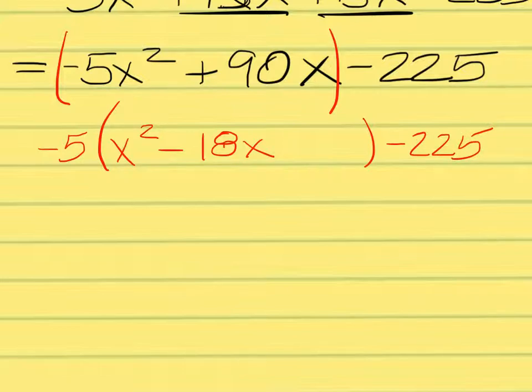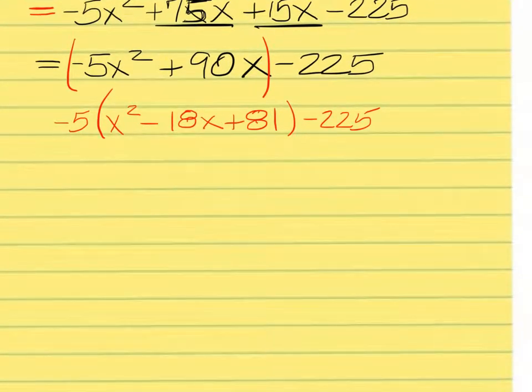What is half of 18? 9. What is 9 squared? 81. But we haven't just added 81. What we have really done is negative 5 times 81, which is what? Negative 405. So we have really done what? Yeah, we've really subtracted 405. So instead of subtracting 405 out here on this spot, I have to do the opposite, which is add 405. Now, most of the ones that we've been doing have come out to where we've added something, then we subtract on the outside. In this one, we subtracted 405, so now we have to add 405 on the outside. Now you simplify it.